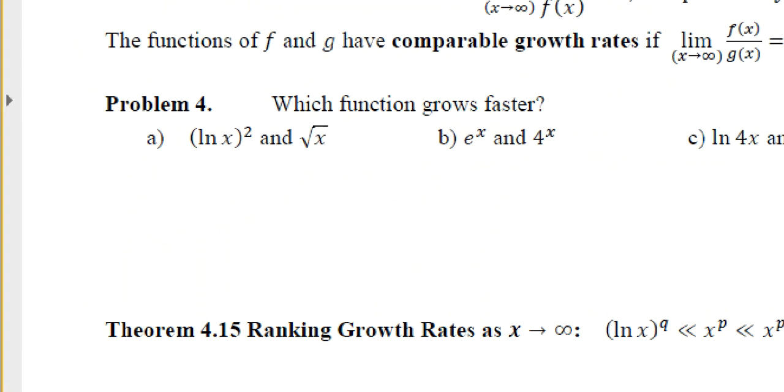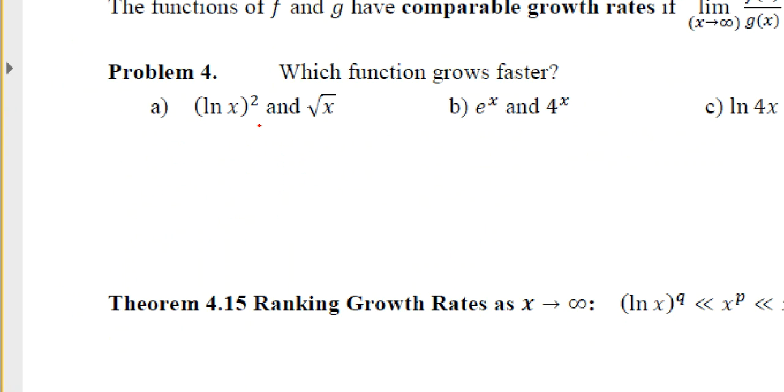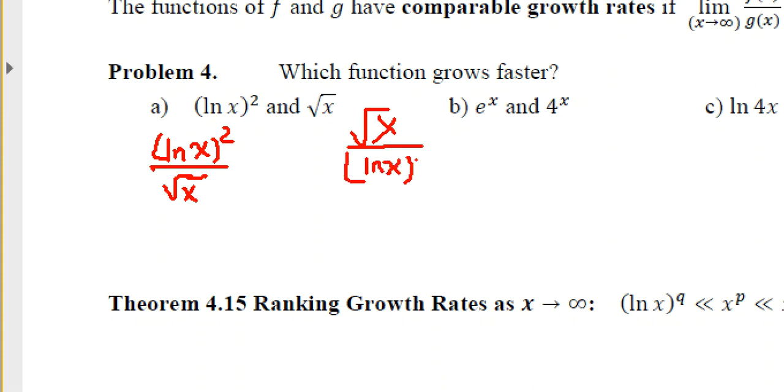So let's work on the problem here. Natural log of x squared and square root of x, which one grows faster? How do we look at that? You need to compare the rate. So you can just look at the ratio. Can you do square root of x over natural log of x squared? Yes, you can, both will work. You just need to interpret the result correctly.